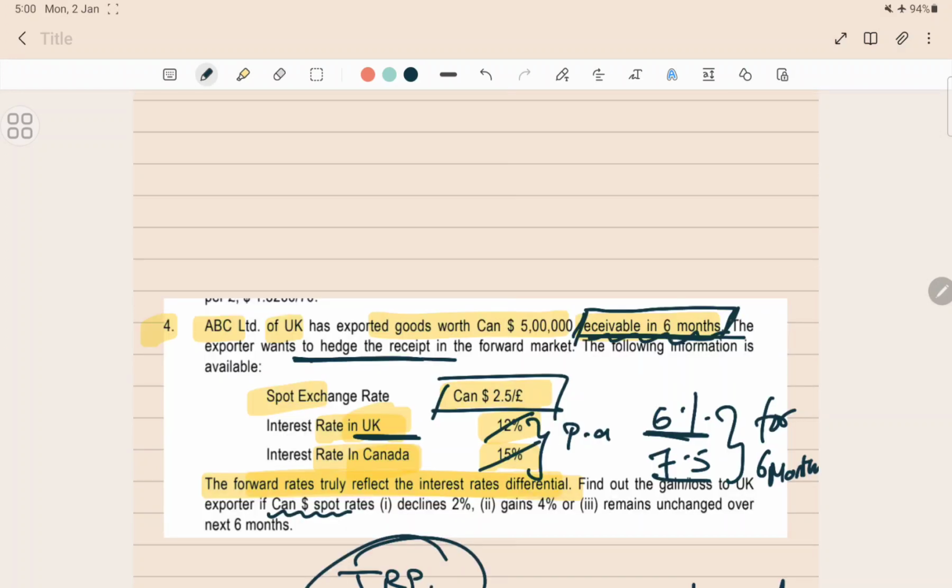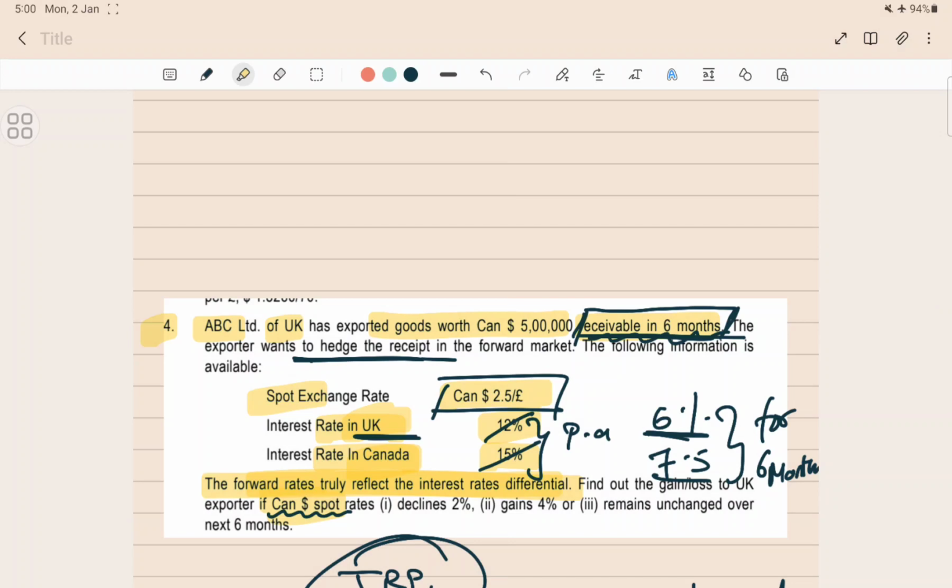The next part of the question says that find out the gain or loss to the UK exporter if the Canadian dollar spot rate, read this very carefully, the Canadian dollar spot rate declines by 2% over the next 6 months.